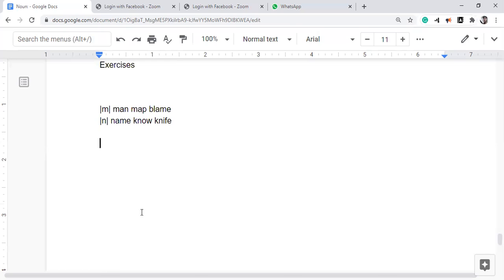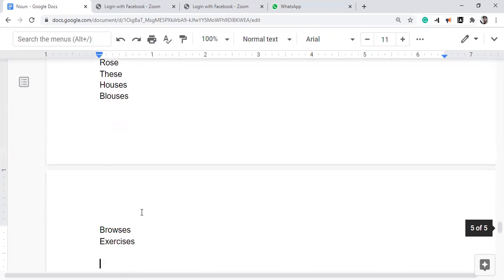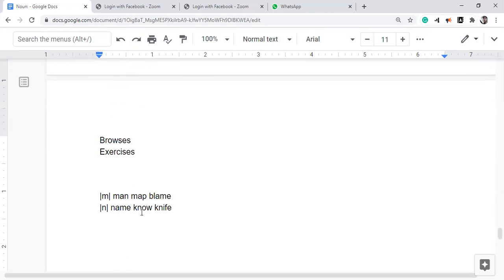Any doubt with these two sounds, M or N? No? Okay. Next, we'll see the pronunciation rules. Why are we learning pronunciation rules? Because reading correctly is very important. If you are able to read correctly, then you can pronounce correctly, or you can speak fluently with this.